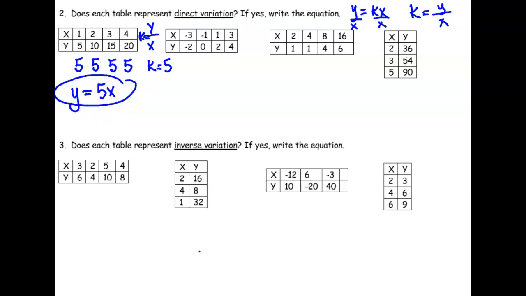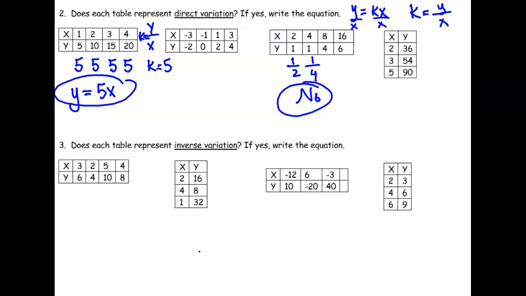Okay, so now I'll try, and you try it for all of them. If you look at this third one, when I divide, I got 1/2, and then I've got 1/4. I'm dividing my y by my x. As soon as I get two different numbers, I know it's not going to be a direct variation. So that's going to be a no right there. Okay, so I gave you 2 of them. You can do the other 2.